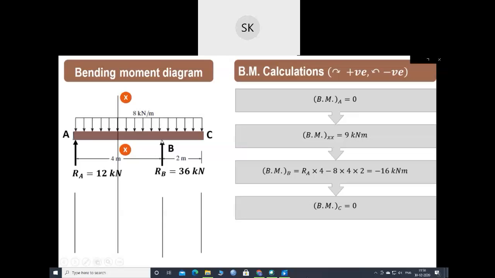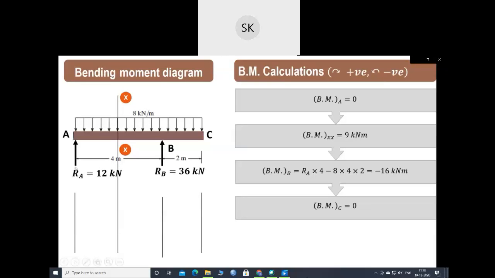So we have to consider all the forces which are acting on the left hand side of B. So on the left hand side of B, we are having reaction RA which is acting in the upward direction and UDL of 8 kilonewton per meter acting for 4 meter length.